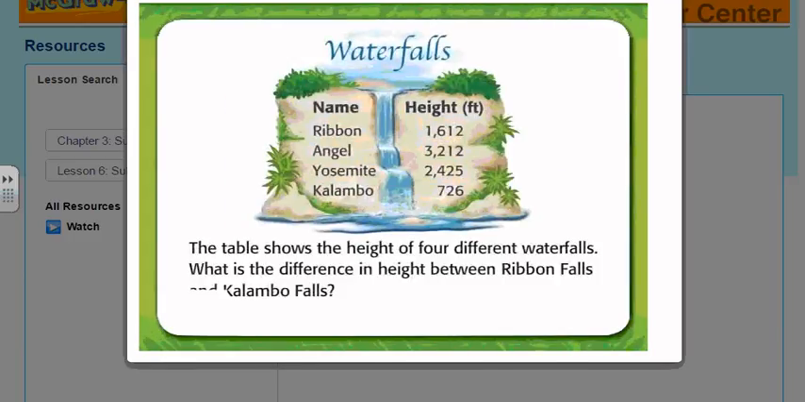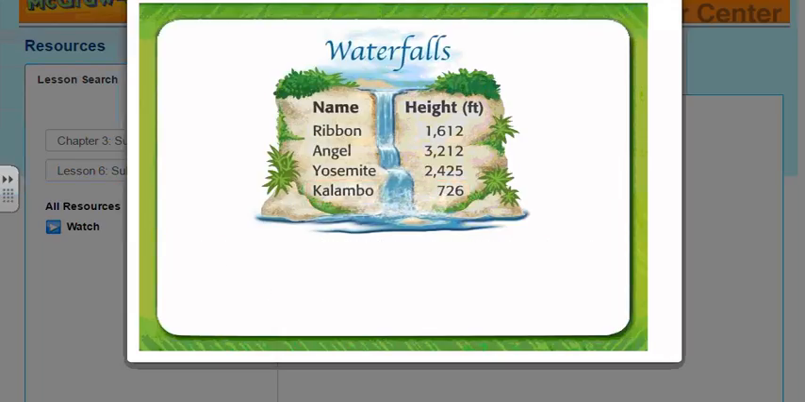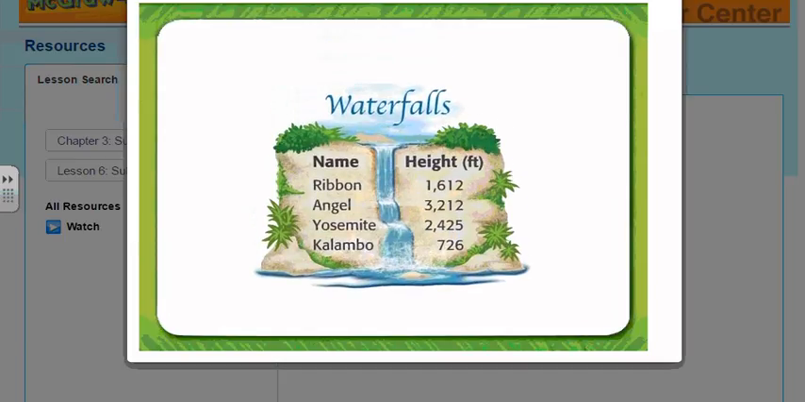The table shows the height of 4 different waterfalls. What is the difference in height between Ribbon Falls and Colombo Falls? The height of Ribbon Falls is 1,612 feet. The height of Colombo Falls is 726 feet. We need to find the difference. So we need to find 1,612 minus 726.